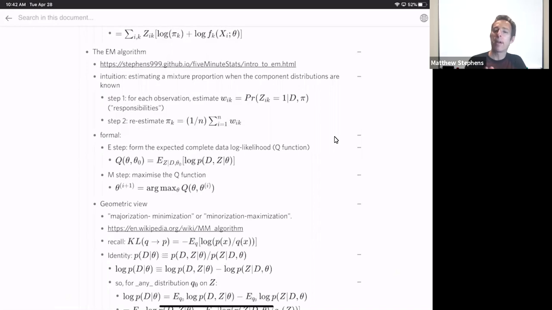So the maximum likelihood estimates don't have a closed form, but there are algorithms that we can use to at least attempt to numerically optimize the likelihood. One of those algorithms, and the one we're going to talk about today, is the EM algorithm. It's called the EM algorithm. It's very famous.